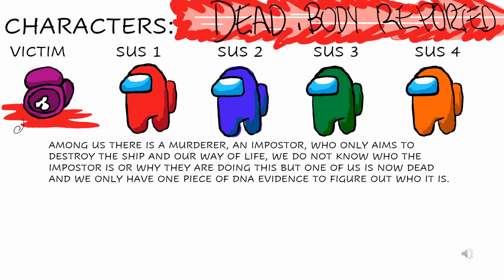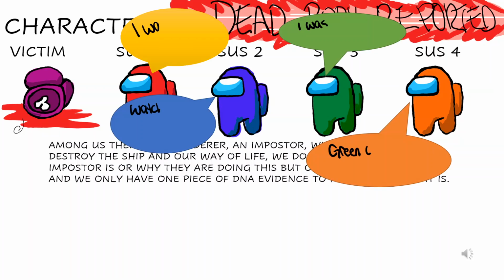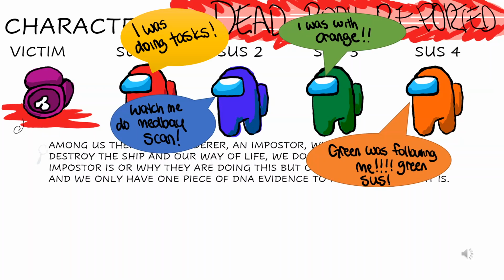We have 4 suspects. We do not know which one of these committed the crime because obviously they all say they're innocent. But what's this? We found a hair. One piece of DNA evidence that we should be able to use to lead us to our culprit.